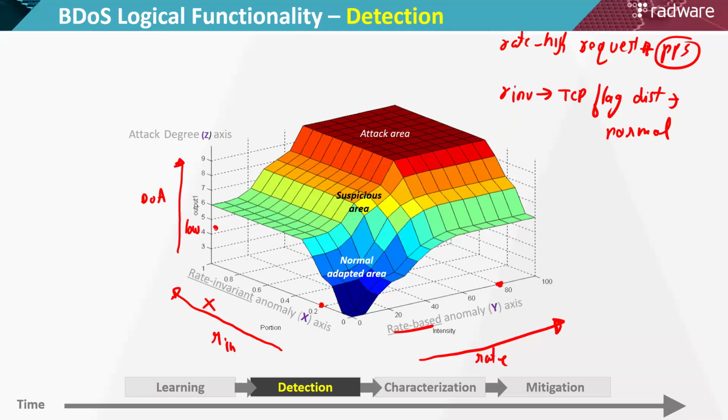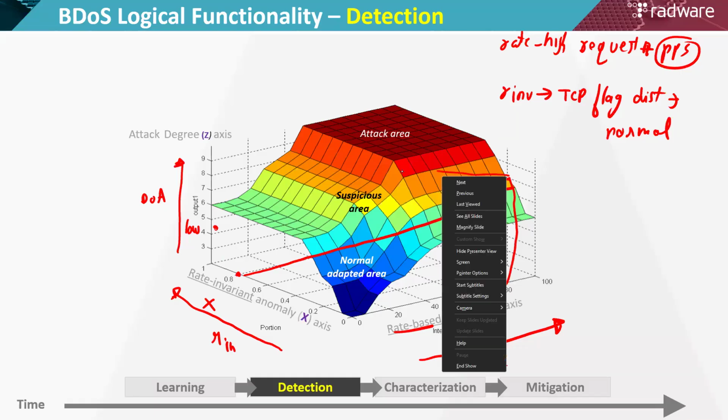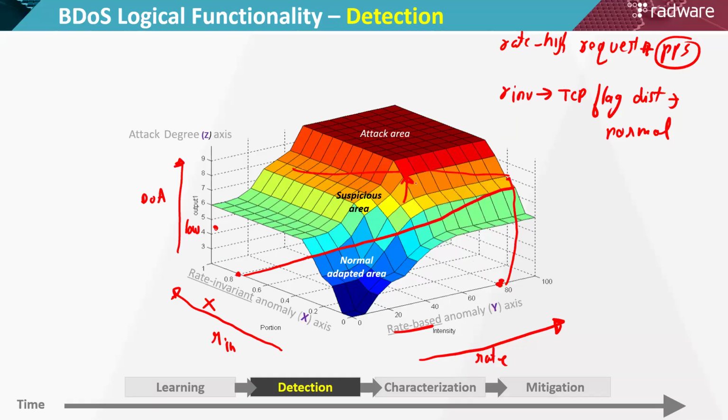Let's take another example. The rate is high, and also the rate invariant part is high, somewhere here. In that case, if we take the graph, it correlates somewhere around here. It is above the suspicious area and very close to the attack area. The degree of attack is high in this case, and hence this kind of traffic would be considered as an attack.